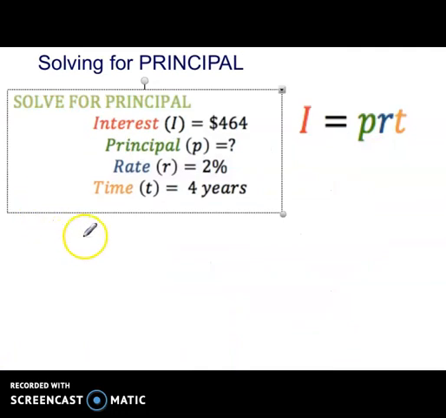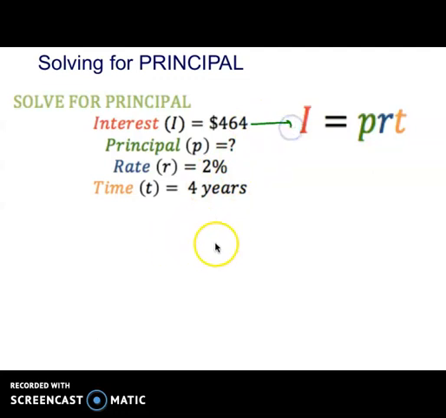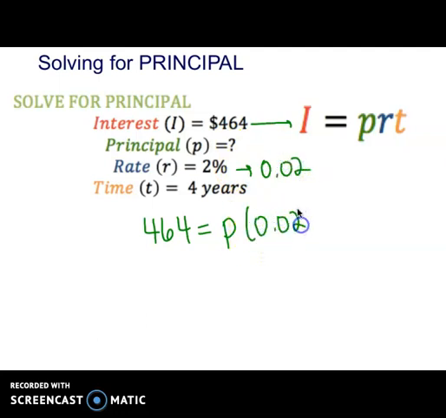The last example, we're going to solve for the principal, so it's still going to be the same thing. We put in what we know. The interest was $464. We don't know the principal, so we let that be P. We know the rate is 2%, so we're going to make it a decimal again. So it's 200ths. And we know the time is 4 years. Okay? So now we multiply.